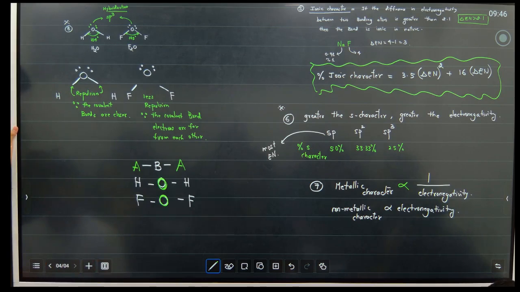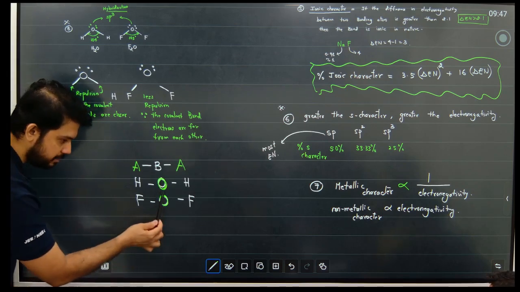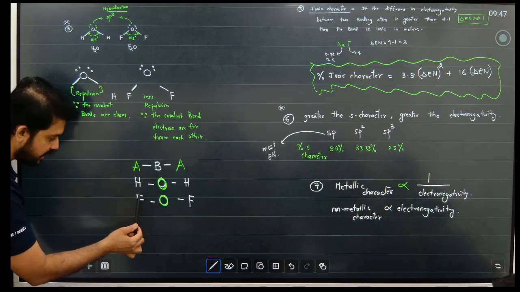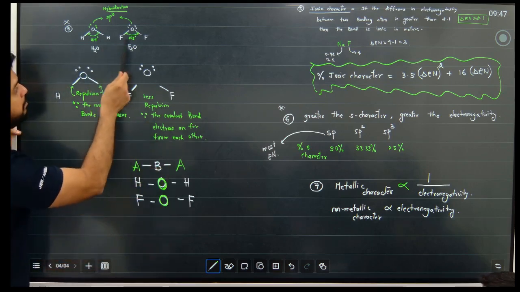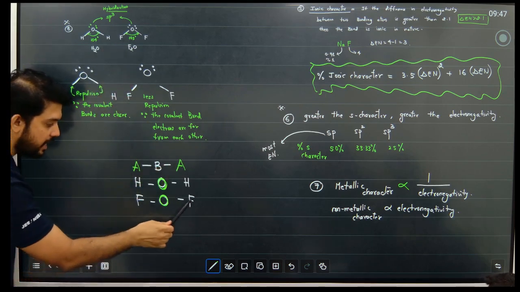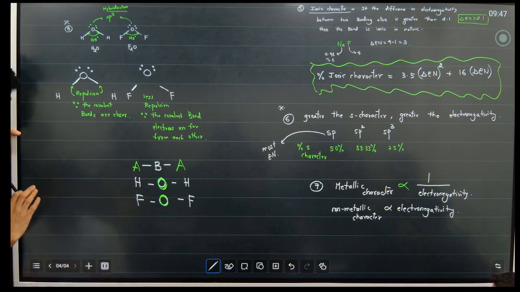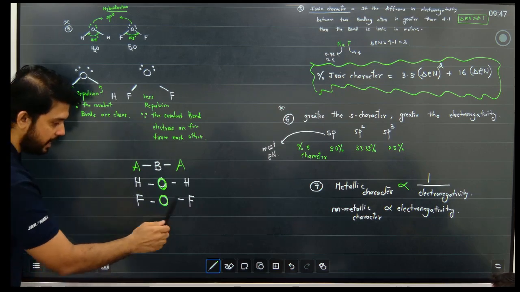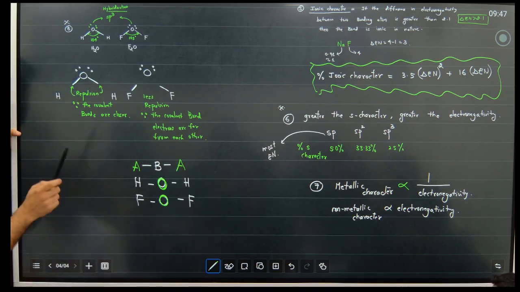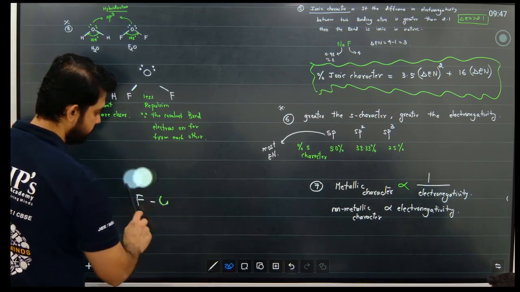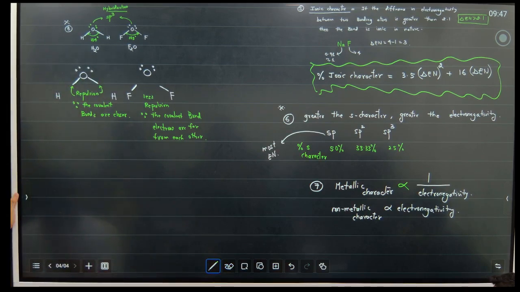If you want that in theory, tell me; otherwise writing this much is also enough. I repeat, if the central atom is the same, the electronegativity of the side atom will decide the bond angle. If the electronegativity of the side atoms increases, bond angle decreases. Did you people get that? Say it, yes or no? Okay, that should suffice.